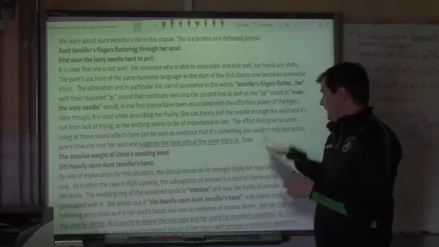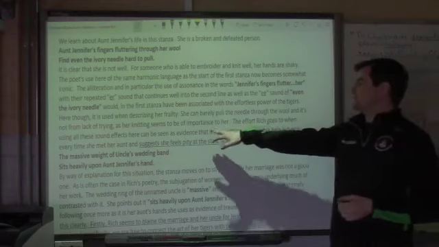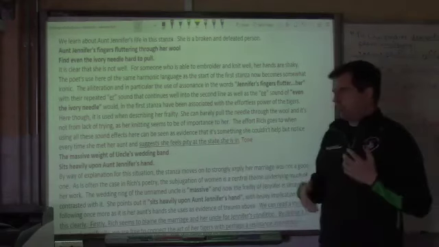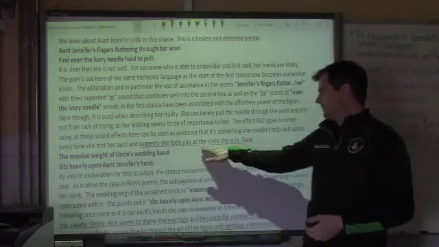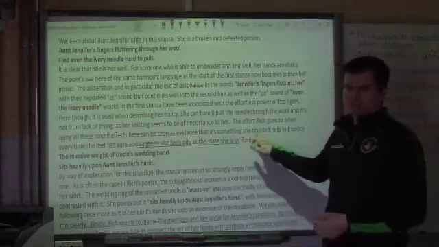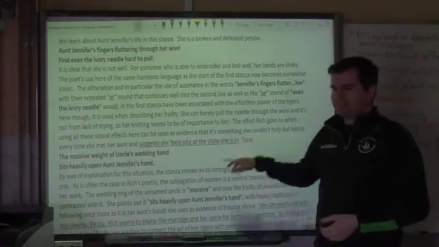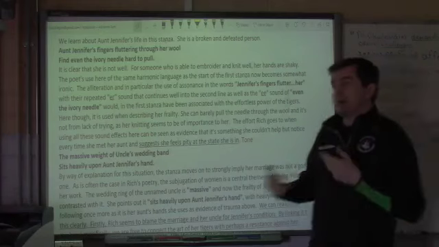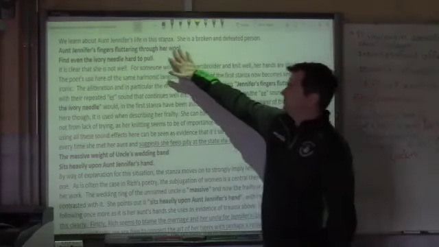Okay. The effort Rich goes to when using all these sound effects can be seen as evidence that it's something she couldn't help but notice every time she met her aunt, and suggests she feels pity at the state she's in. Reminding myself, to be explicit, what feelings are being expressed here? Yes, I think it's pity. There's certainly some anger on the way, but I think in those 2 lines, this is someone to be pitied.